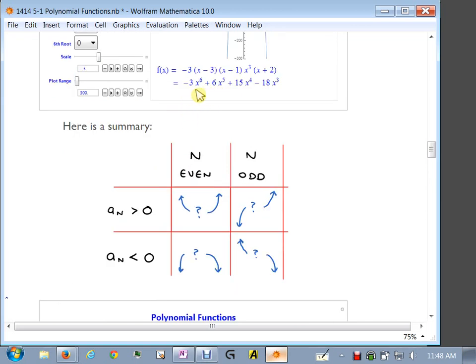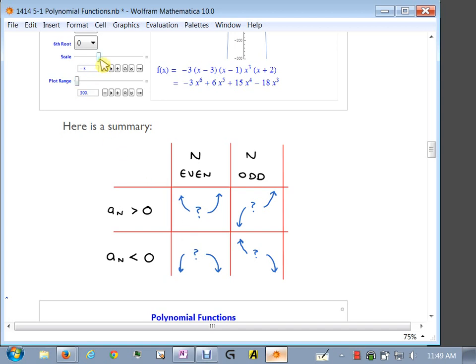What about this one? What's the left-hand behavior on this one? Tell me, left, up, or down? Left down? Right, down. The way we did that, what's the degree? 6. 6 is an even number, so we're here. What's the leading coefficient? Negative. So leading coefficient negative and degree even, we're this.